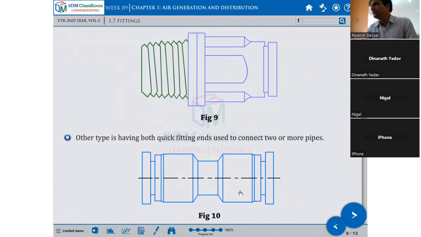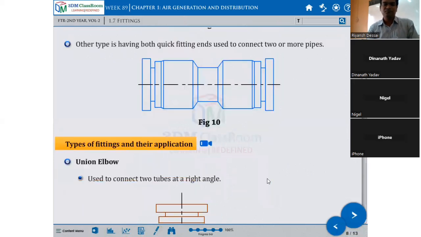Other types have both quick fitting ends and are used to connect two or more. Suppose two pipes are getting connected here. There is no threaded end. Both sides are quick coupling, quick fitting ends. So these are the air pipes you can use.